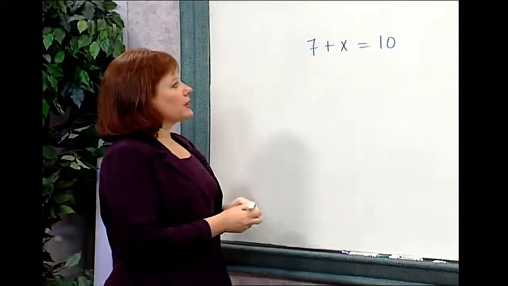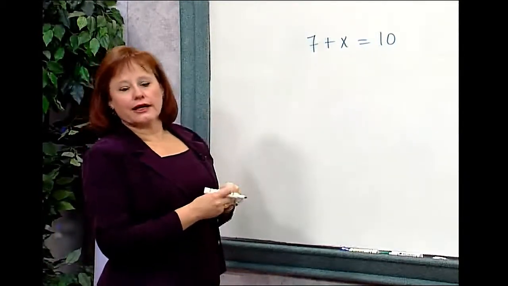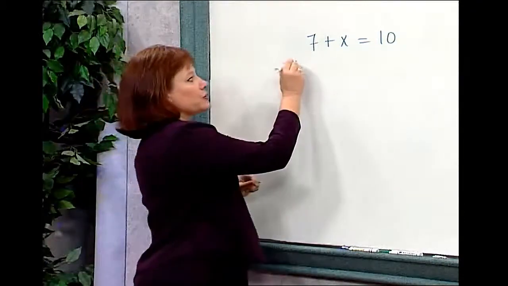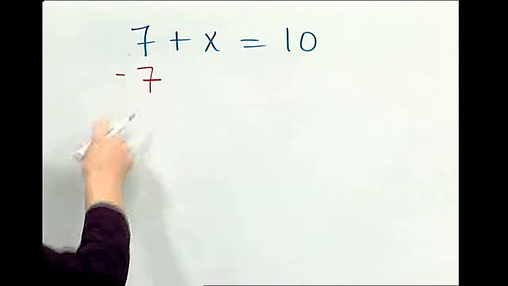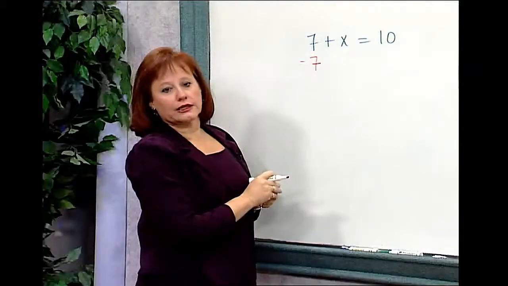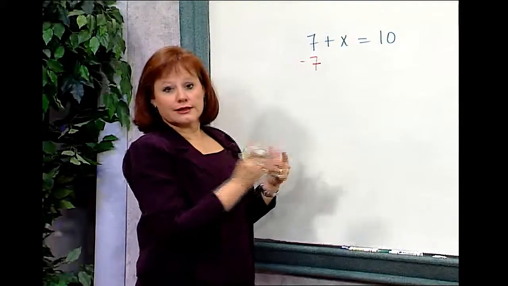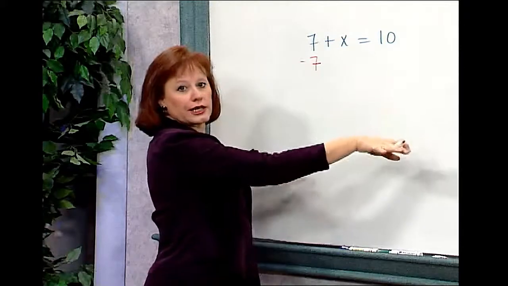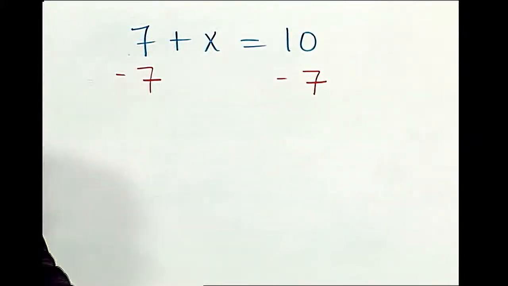If I want the x to be alone, I notice that it's added to 7. Since 7 is added to x, I want to do the opposite thing to get rid of it. So I want to subtract 7 from this side of the equation. I know that 7 minus 7 will be 0, and that will leave the x standing alone on the left-hand side of the equation. I'm going to keep in mind that this is like a scale, and whatever I do to the left, I need to do to the right-hand side of the equation to keep it balanced. So I'll subtract 7 from the right-hand side of the equation as well.